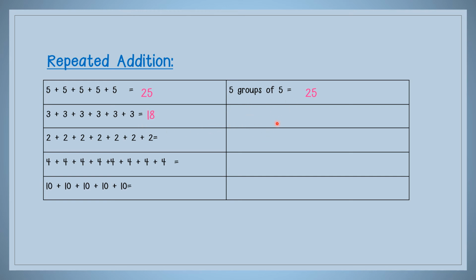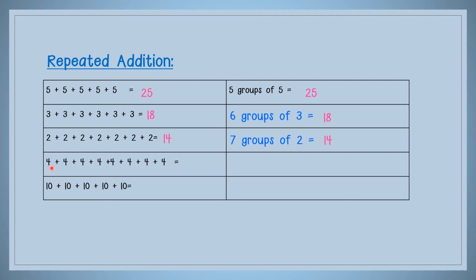So what will we put in this block? Yes, 6 groups of 3 is 18. The next one, 2 plus 2 plus 2 plus 2 plus 2 plus 2 plus 2 is 14. And this side will be 7 groups of 2 is 14. Now where we get the 7 and the 6 from is that we counted how many times we added 2's. 1, 2, 3, 4, 5, 6, 7. That's how we got the 7, and likewise the 6. 1, 2, 3, 4, 5, 6.